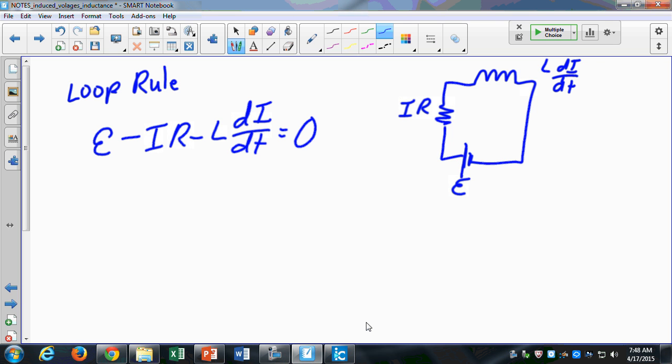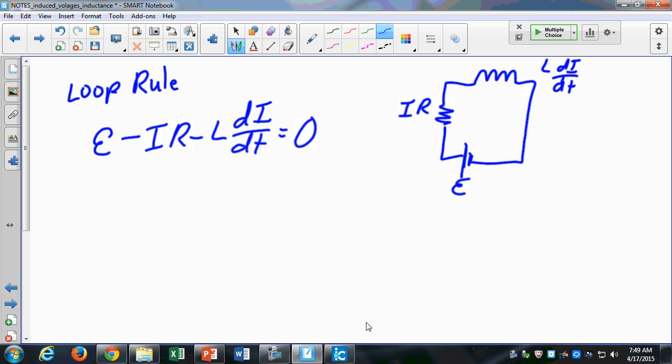This is just the loop rule. We saw the loop rule a couple of chapters ago, right? That the sum of all the potentials around this loop has to equal 0. And that's true when I throw in the inductor. But now it's different because with the inductor, the current changes with time, or rather the EMF is dependent upon the current changing with time. So when this current changes with time, when this goes to 0, there is no longer an EMF. But while it's changing, it generates this EMF, this voltage.